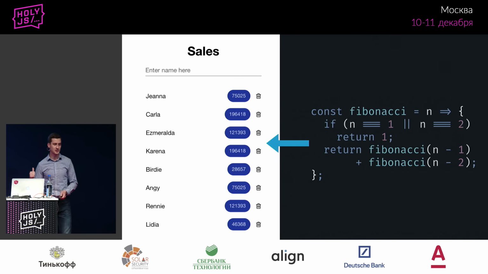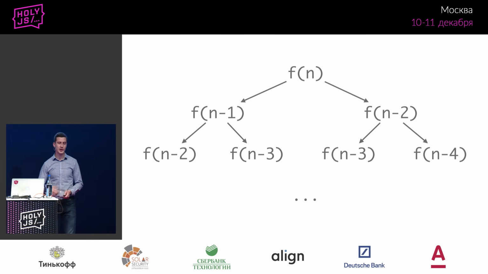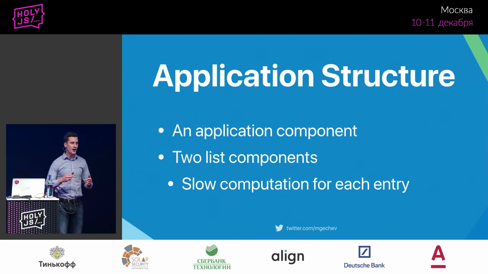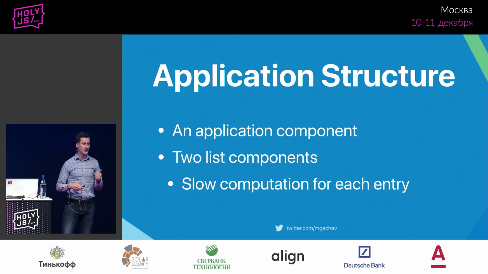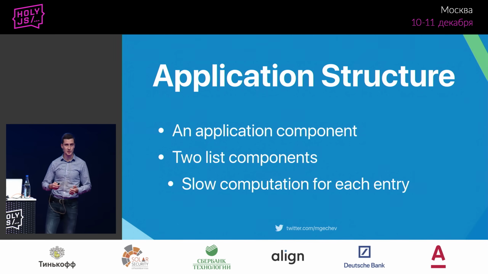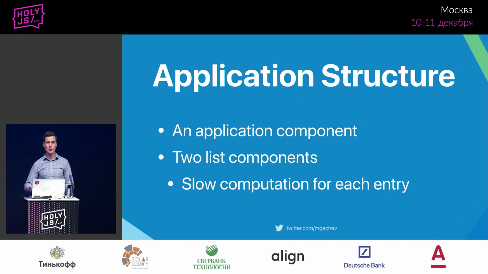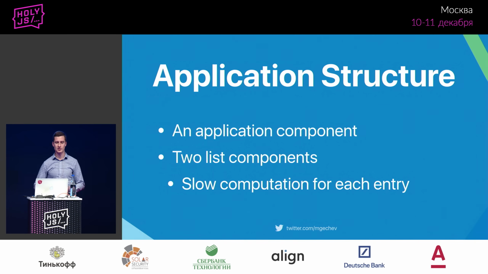Fibonacci makes sense because we can implement it in a very inefficient way. So we have two recursive calls here, and we're going to recompute the same value for a given nth Fibonacci number all over again. So we're slowing down this application a little bit artificially in order to stress the optimizations even further. In general, we can conclude that our application has an app component, and inside of it has two instances of a list component. For each entry in the list component, we're going through a very heavy computation, and that's pretty much it.